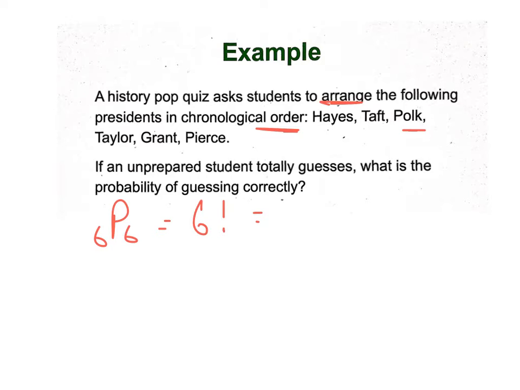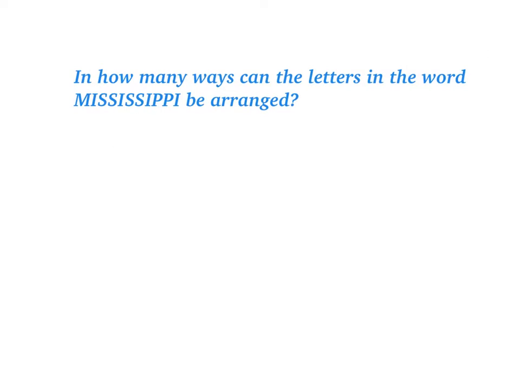I'm going to punch it in real quick. I want to say that's 720, but I want to double check and make sure. 6 factorial is 720. So the probability of guessing correctly, if somebody's unprepared, is a 1 out of 720 chance of guessing that correctly. Not too good, just saying. You're probably not going to do too well on that quiz if you're not ready.